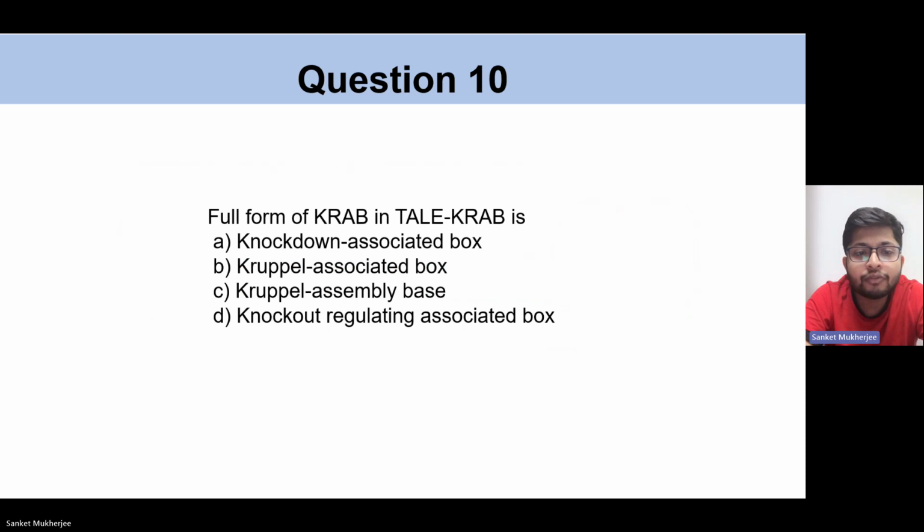So the full form of KRAB in TALE-KRAB is: knockdown associated box, Kruppel associated box, Kruppel assembly base, or knockout regulating associated box. Just giving a minute for everybody to answer. Okay, so the answer would be Kruppel associated box.